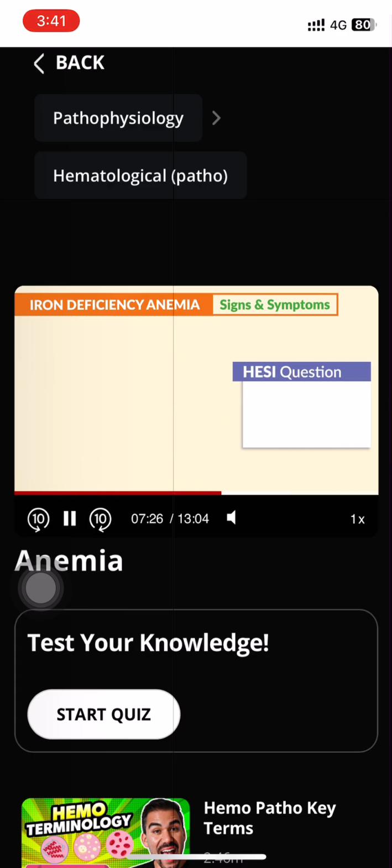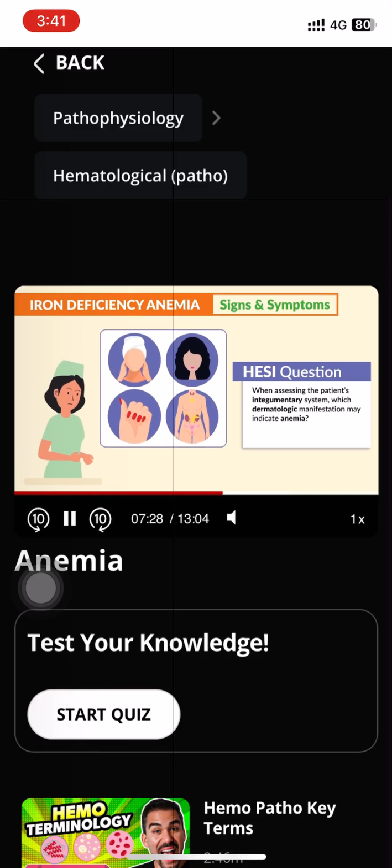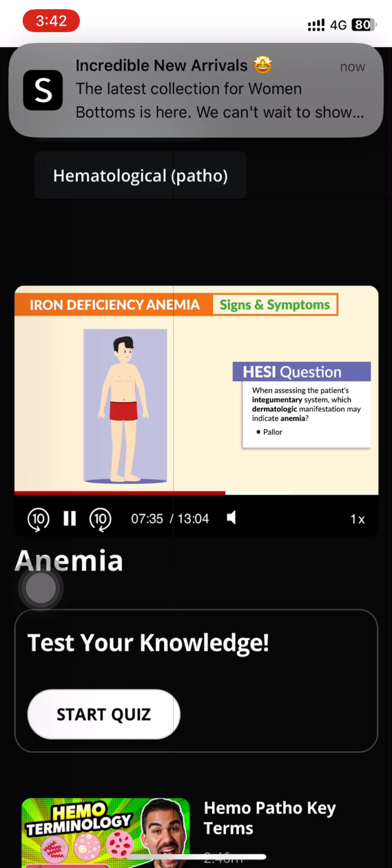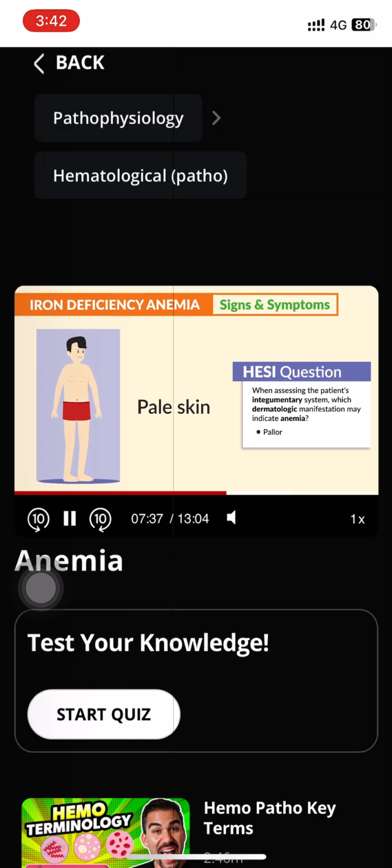Now Hesi mentions, when assessing the patient's integumentary system, which dermatological manifestation may indicate anemia? Pallor, yes, that pale skin. So just watch out for that key term, pallor.